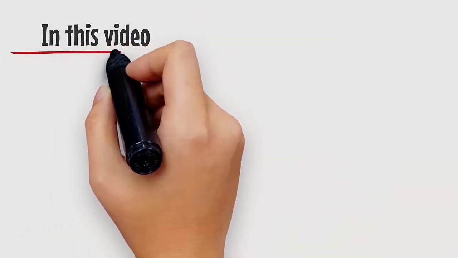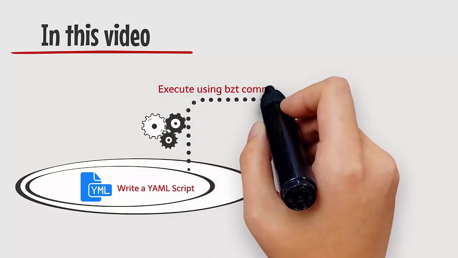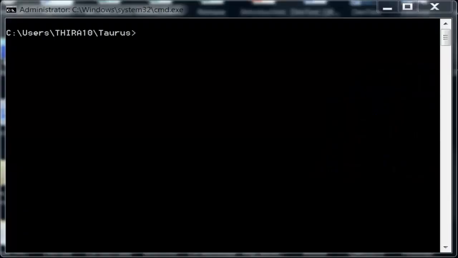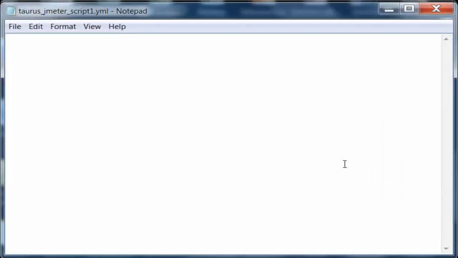In this video, we will see how to write a simple YAML script, execute it using Taurus, and view the results in the Taurus console for better analysis. So let us start with the basics of creating a YAML script, and then we will use that script to execute using Taurus. So how to create the YAML script? You can just create it with Notepad if you are using Windows. So let me type the command notepad. I just give the name as taurus_jmeter_script1.yml.